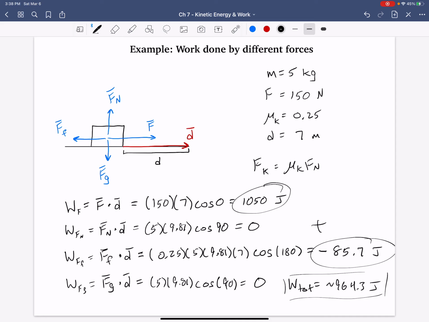Okay, but this video should have hopefully showed you how to calculate the work done by all forces on an object that moves through some displacement d. Okay, sometimes forces do positive work, sometimes forces do negative work.